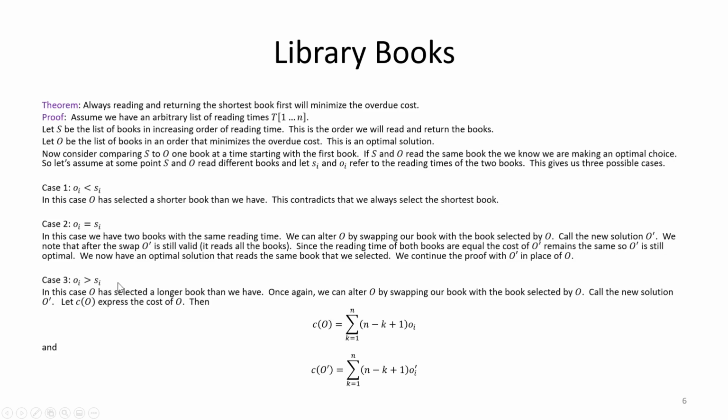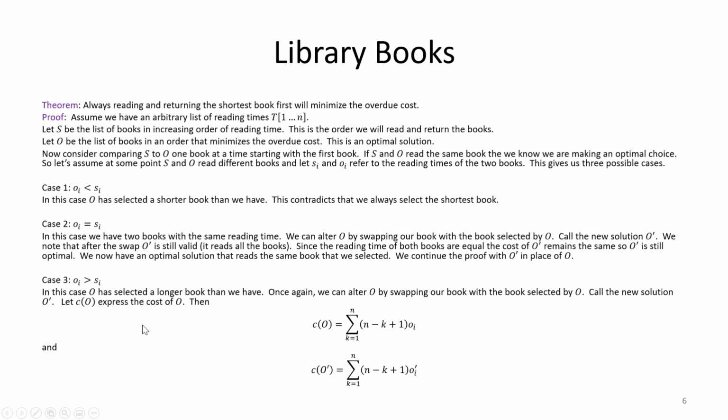Okay. Now here's where I think some of us will want to say something like this. Well, then O is going to cost more than S, and that's a contradiction. And that's right. That's actually what the rest of this proof is. Therefore, O is going to cost more than S, and that's a contradiction of our assumption that O is optimal, that it takes the minimum cost. Okay.